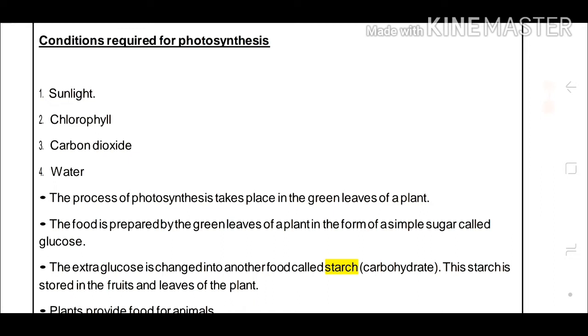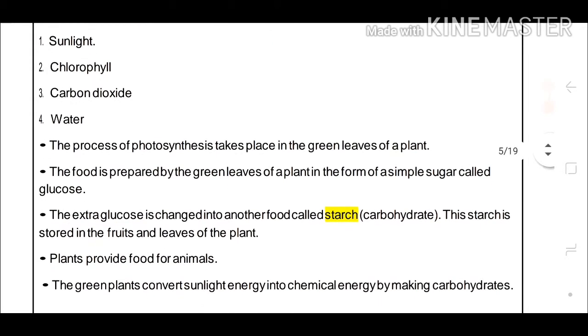The process of photosynthesis takes place in the green leaves of plants. The food is prepared by the green leaves of a plant in the form of simple sugar called glucose. The extra glucose is changed into another food called starch. This starch is stored in fruits and leaves of a plant. Plants provide food for animals. The green plants convert sunlight energy into chemical energy by making carbohydrates.